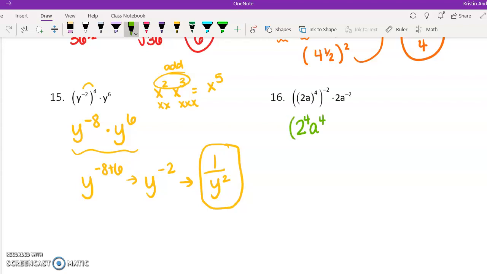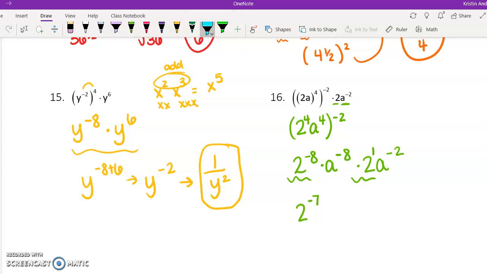And then I'm going to take that and raise it to the negative 2nd power, which means I multiply these powers and I get 2 to the negative 8th times a to the negative 8th. And then I'm going to multiply that by 2 right here, and then a to the negative 2nd. That's a 2 to the 1st power. So now these are like bases. They both have 2's, so these exponents can be added together. So this is 2 to the negative 7th power.